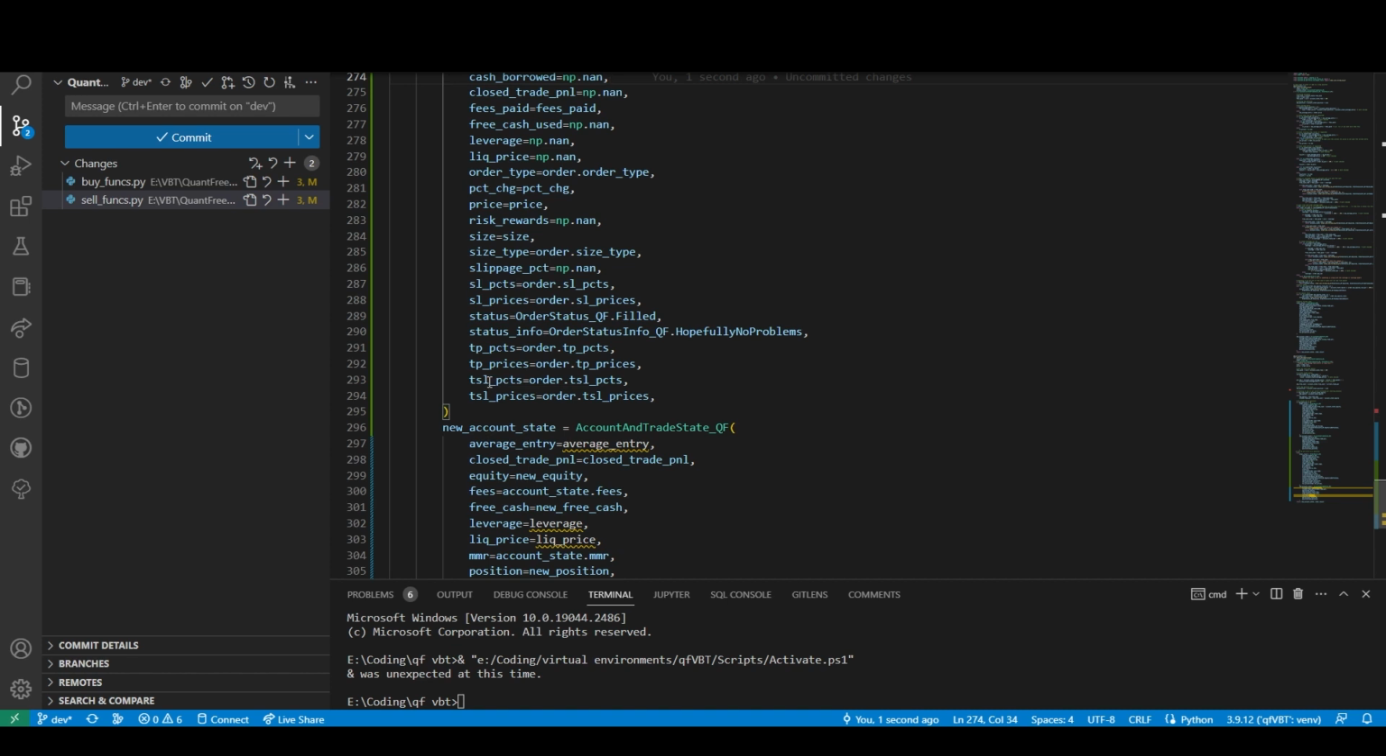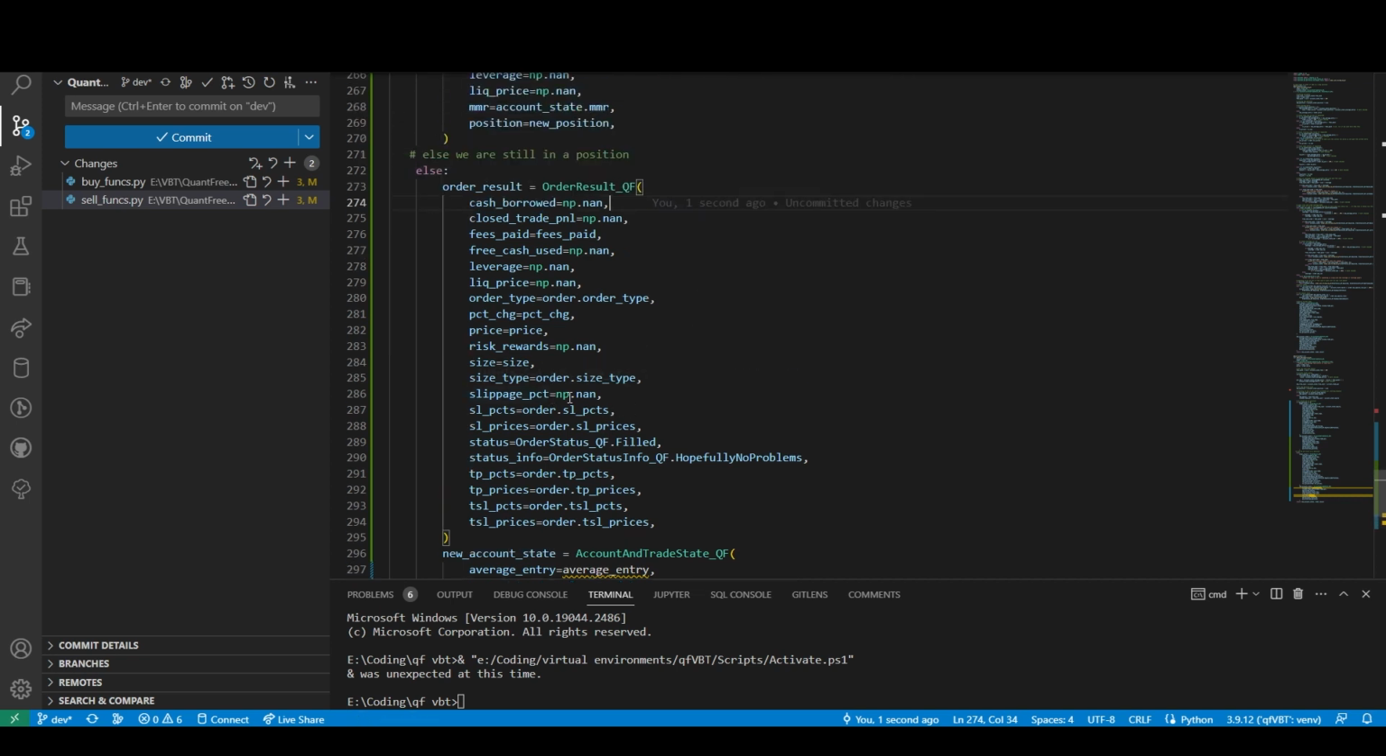I think the only thing... I guess these things matter still. The stop losses and stuff. The slippage. Does that still matter? The order does not have cash borrowed. So close trade, P&L, we don't have that. Fees paid, leverage. I guess we still need leverage.